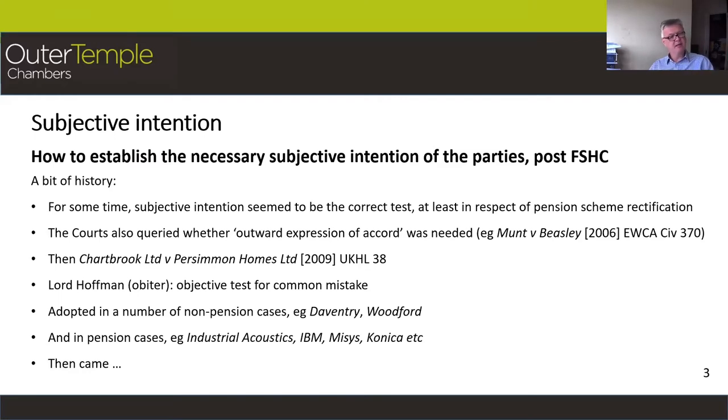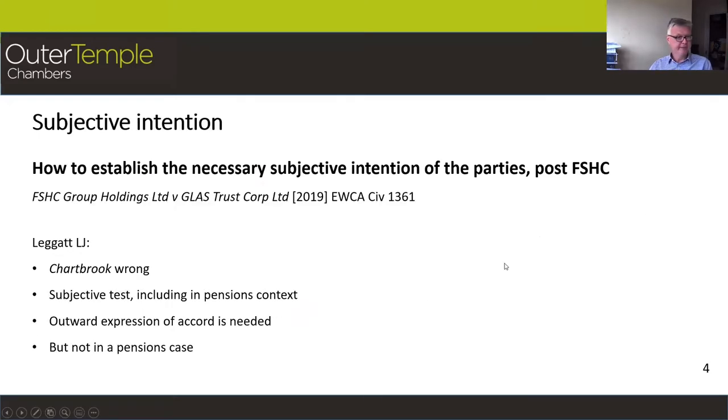It was then picked up in pension cases. For example, Mr. Justice Voss's judgment in Industrial Acoustics, Mr. Justice Warren in IBM, and so on. So far, sorted, we all thought, or I did.